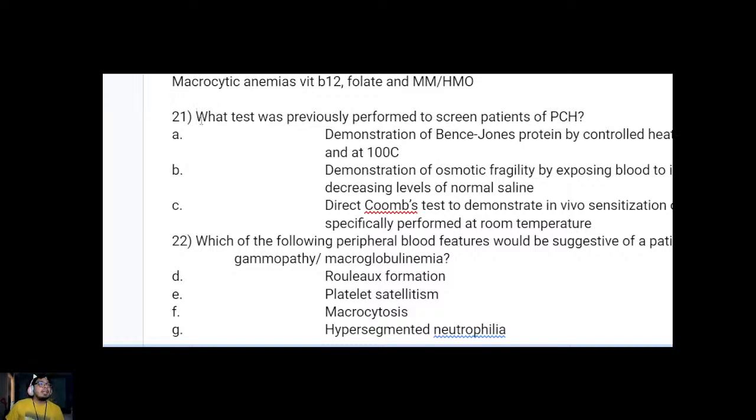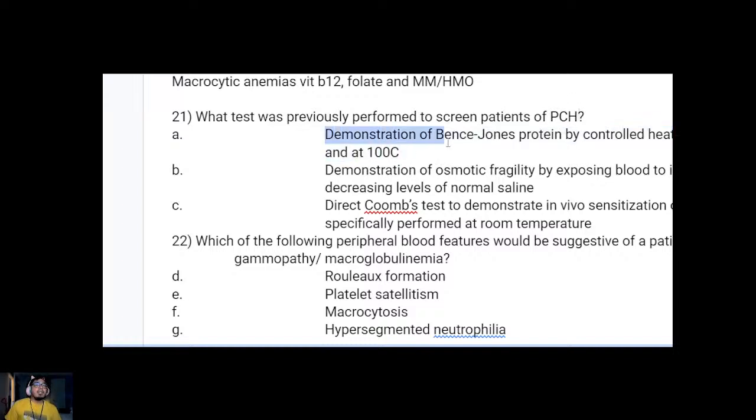All right, let's talk about number 21. Let's see how many people were able to answer. Very good. Correct answer is letter C. Let's read the question first. What is the test previously performed on patients with PCH? PCH is paroxysmal cold hemoglobinuria. Which of the following was previously performed on this test?